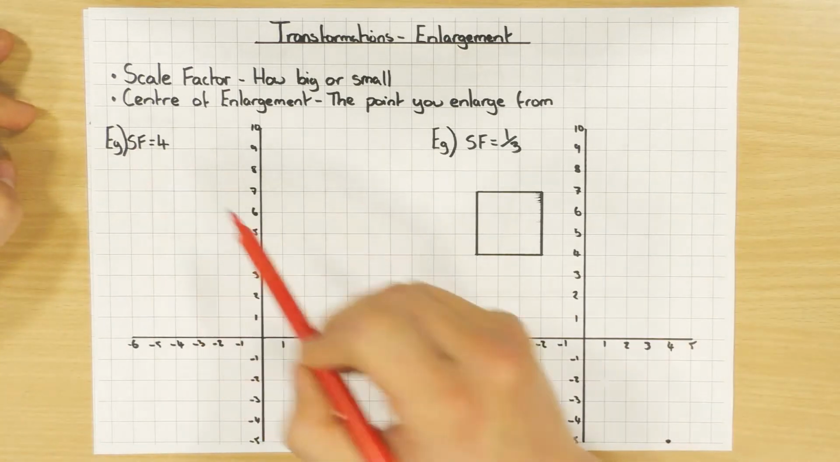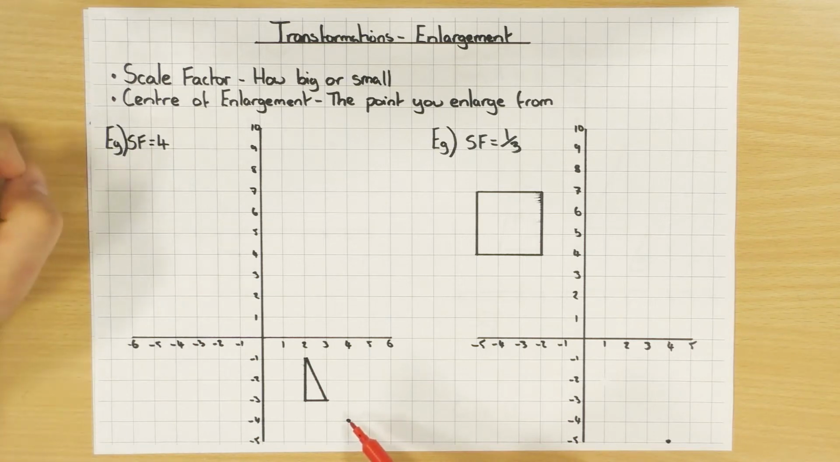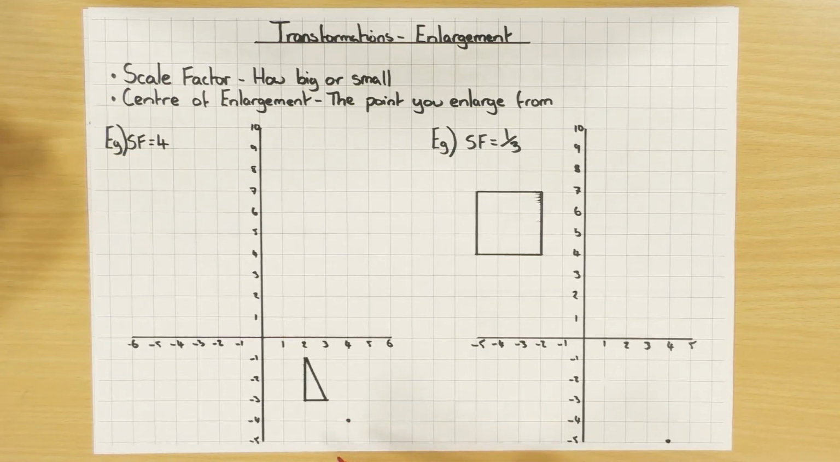The first one here, I've got this shape here. I've got my center of enlargement here. Just bear in mind, sometimes I might give you the coordinate, and you have to plot the coordinate. But I've already got my center of enlargement here, and I've got the scale factor of 4. So this shape is going to get 4 times bigger.